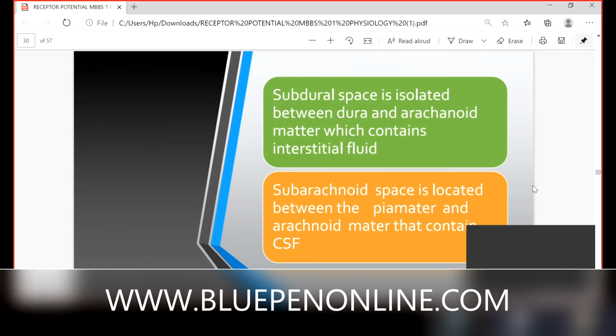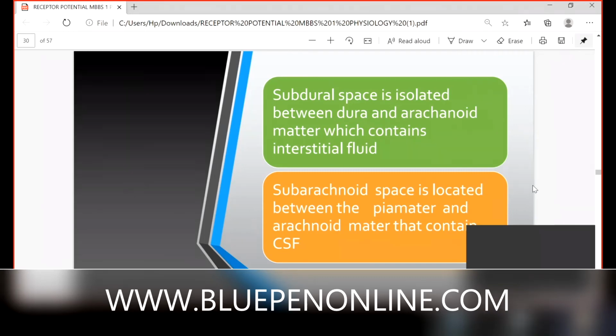Do you know what dura and arachnoid matter are? They are the three layers of meninges. Which are the three layers of meninges? Dura matter, arachnoid matter, pia matter. Pia matter is the innermost one, then the arachnoid matter is the middle one, and the last one is the dura matter.